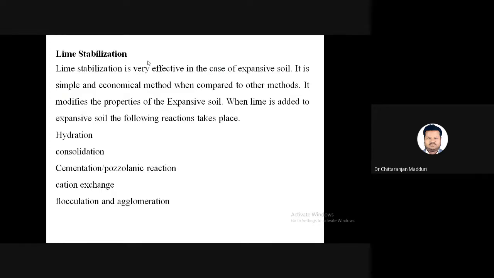So when lime is added to expansive soil, the following chemical reactions take place. They are hydration, consolidation, cementation or pozzolanic reaction, cation exchange, flocculation, and agglomeration.